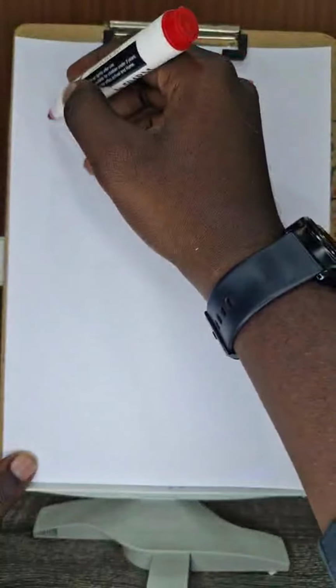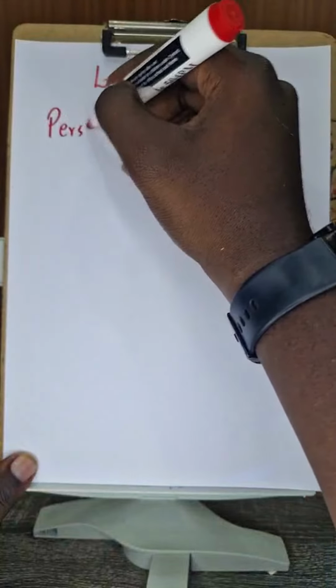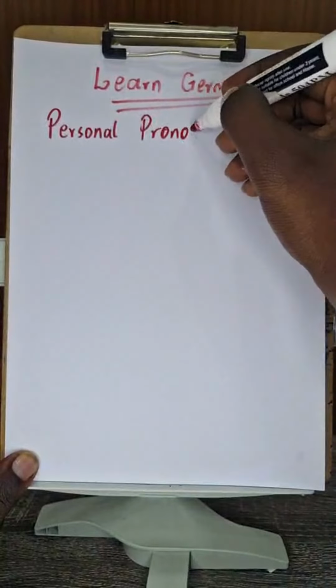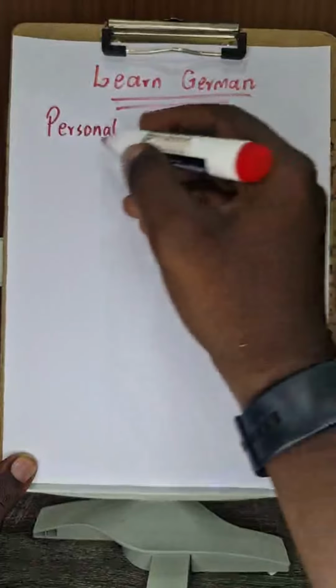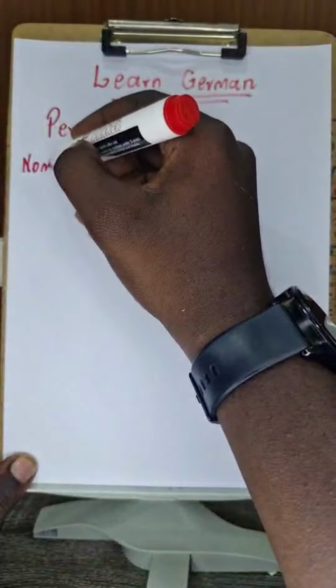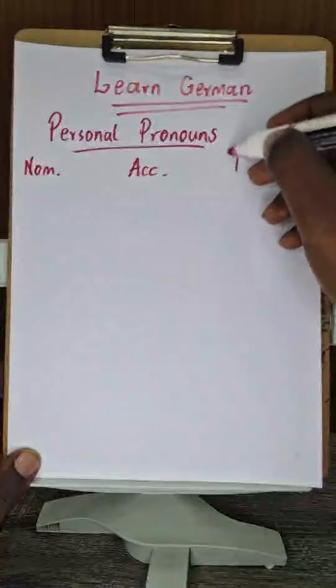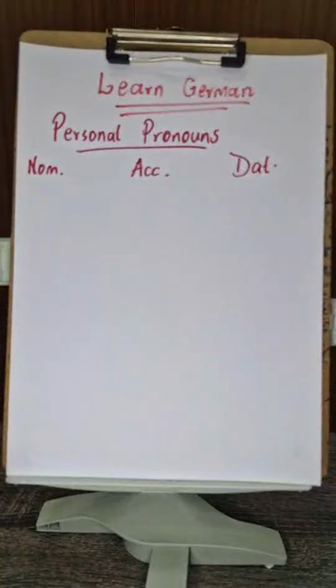So let's first of all go ahead and list all the personal pronouns, right? What are the various personal pronouns that we have in German? We will list them in nominative and then also in accusative and in dative, right? Let's go ahead and list these personal pronouns in nominative, accusative, and even in dative. So they are as follows.